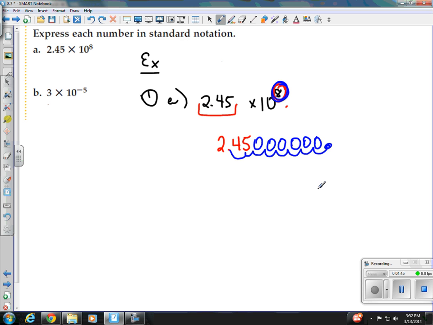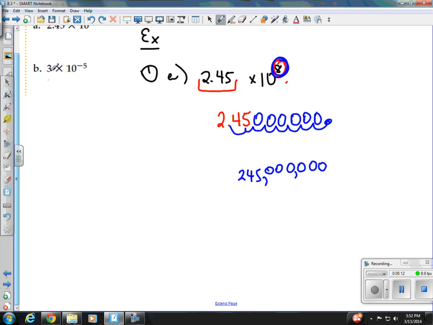Then I like to rewrite the number a little bit neater. So there's 6 zeros there. And then my 2, 4, 5, there we go. And now remember, we'll start back here and put all your commas in. So this number is 245 million with all the zeros after.